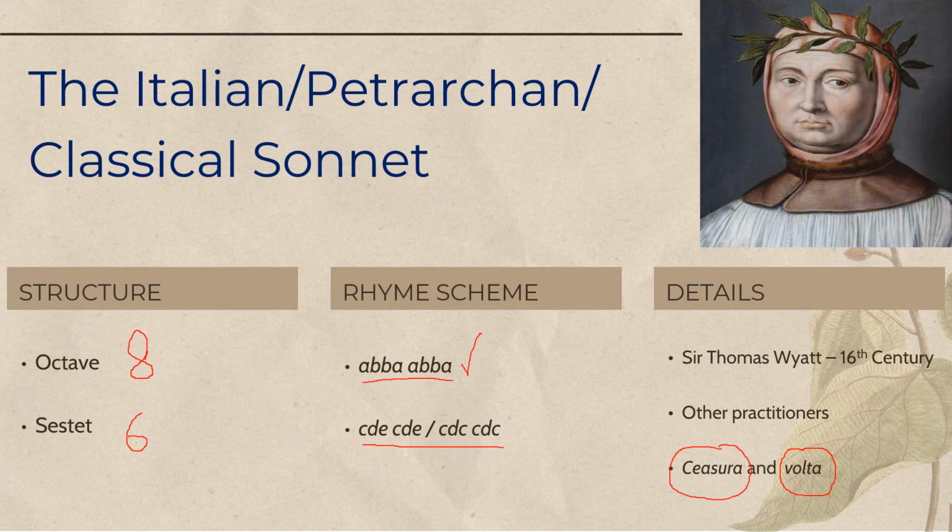But we should also keep in mind that such a caesura or volta was not always there in all the Italian sonnet forms. For example, if we have a look at Milton's On His Blindness, we can see that there is no clear-cut division between the octave and the sestet.